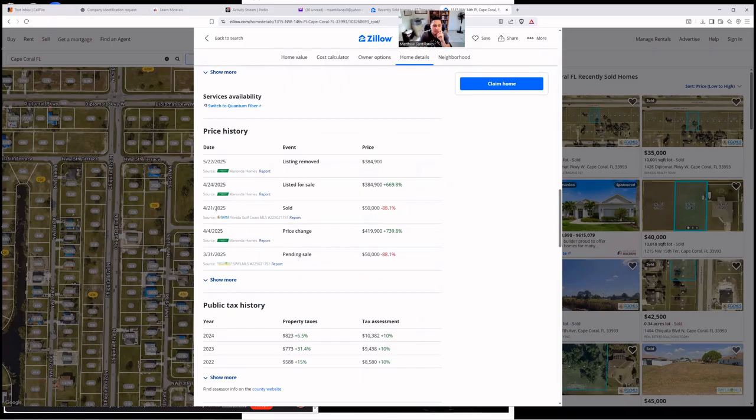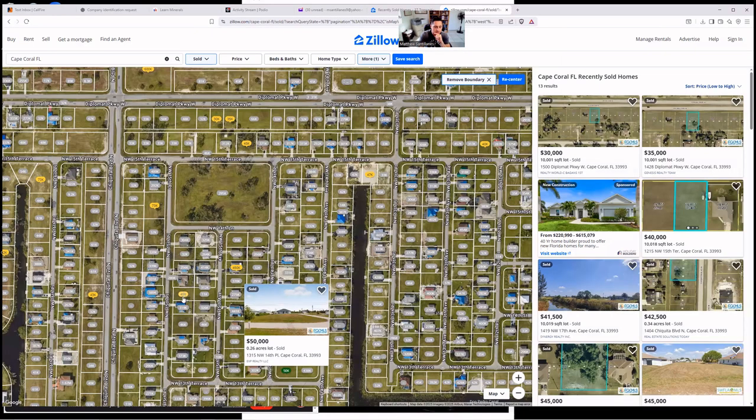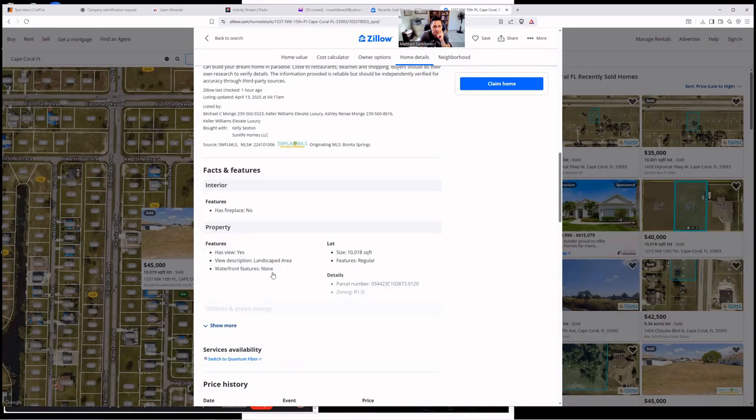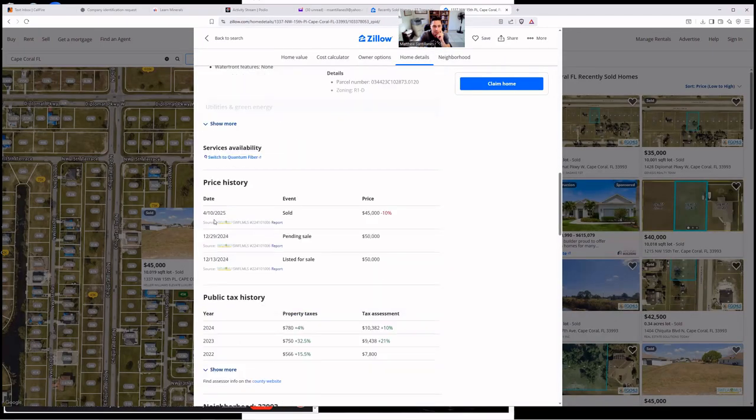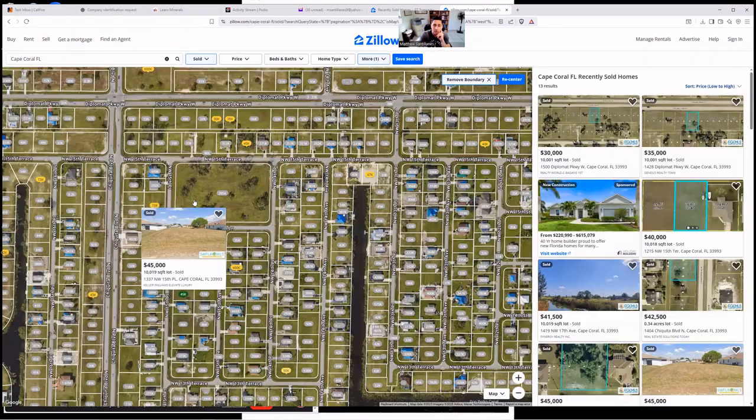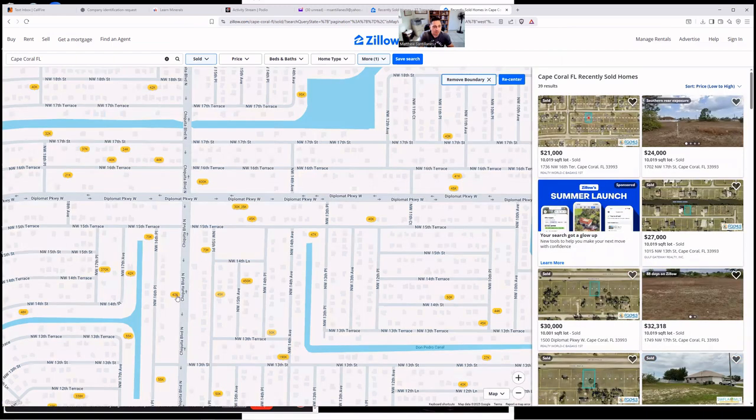So this one sold in April 2025. Looks like they built a house on it and then tried to sell the house. And then this one here sold April 2025. So those are two really good comps sold about 4 months ago. That is something I would use for sure. And we can go ahead and check one more.